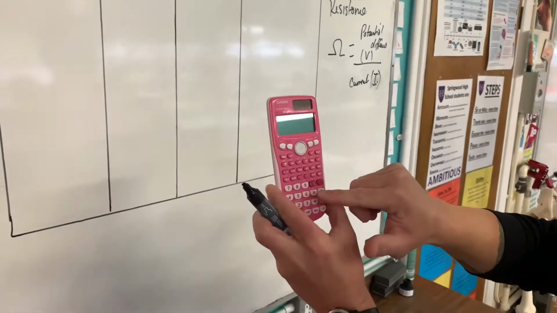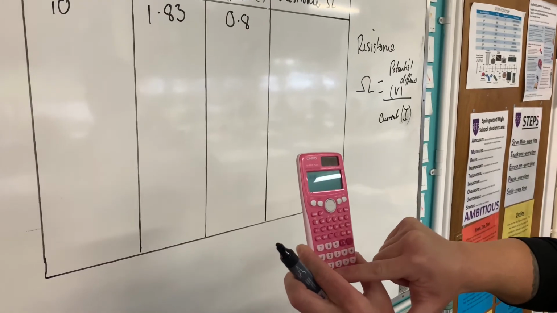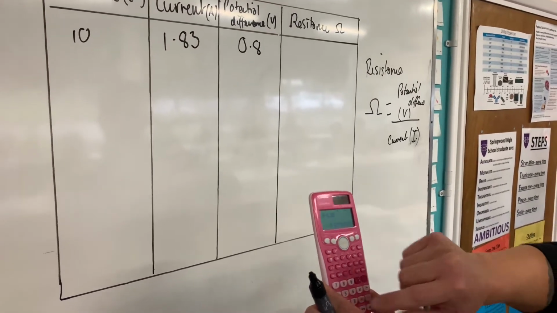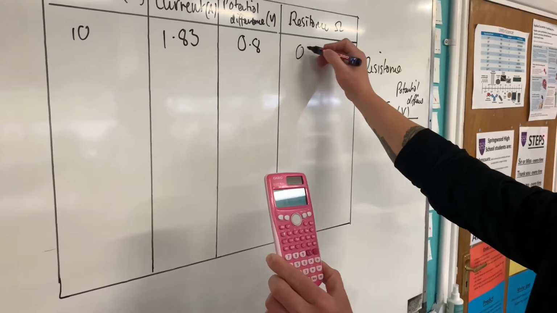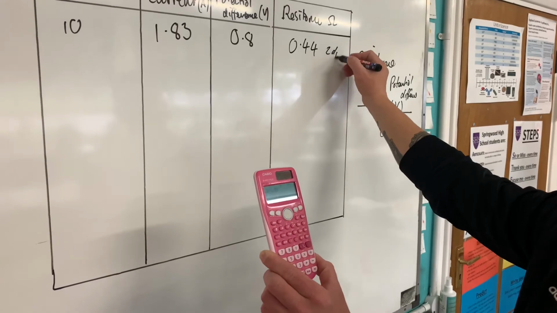What we're doing, guys, is we're getting the potential difference, which is 0.8, and we're dividing it by 1.83, which is giving you 0.4, and I'm going to go 4 and round to 2 decimal places.